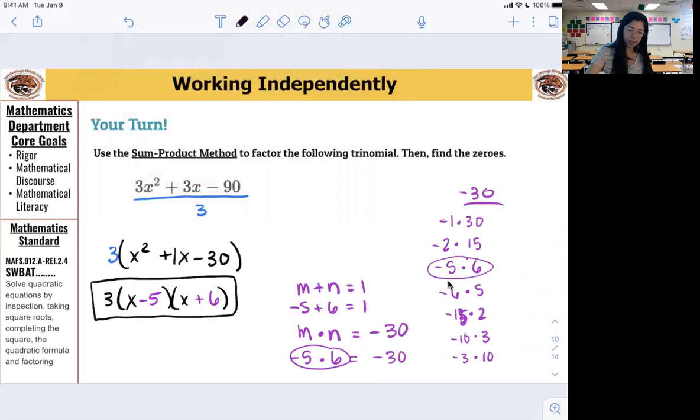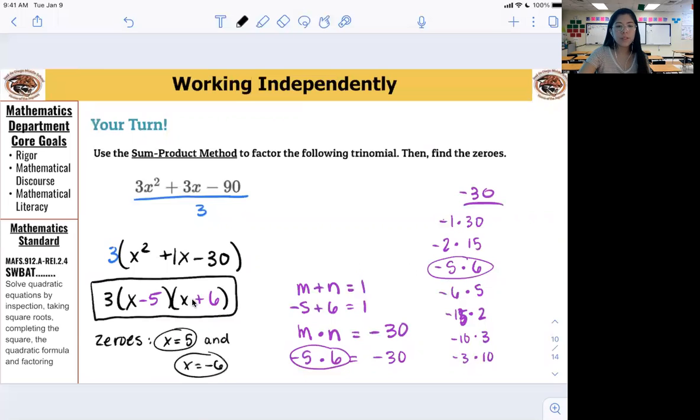Now, what are my x-intercepts, my zeros? Positive 5 and negative 6. So it's always the opposite.